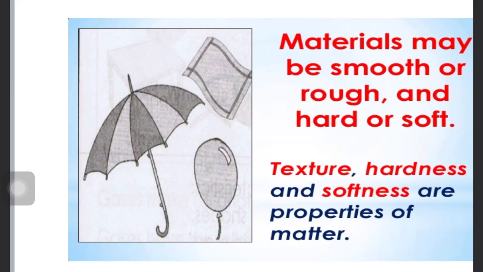So, for example, materials may be smooth or rough, hard or soft. Texture, hardness, and softness are properties of matter. Now here is a balloon, a handkerchief, and an umbrella. The umbrella's handle is hard, but the handkerchief is smooth, and the balloon is rough. When you hold the balloon, your hand does not slide.